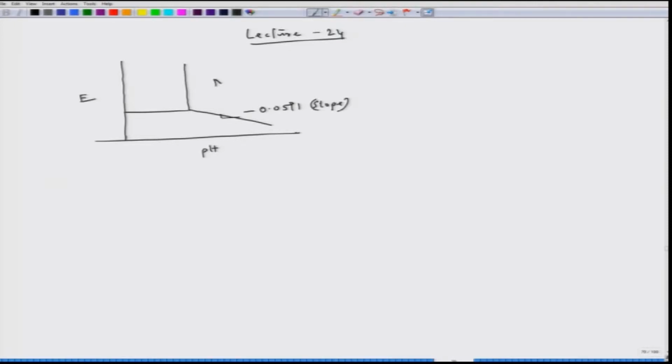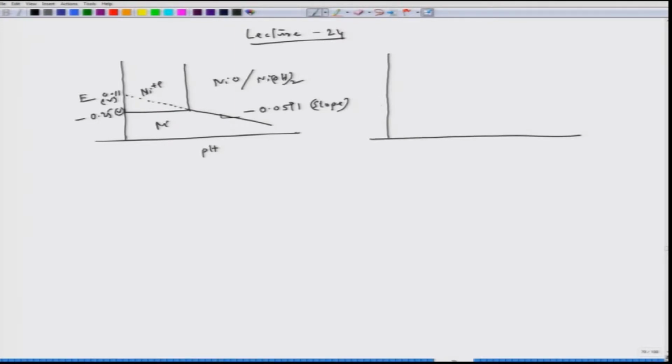This is NiO or Ni(OH)2, rather I put it like this because they are basically belonging to the same family. So, this is the Ni++ region and this is Ni, this is 0.25, and if we extend this line, this will be 0.11 volt. This is one set.